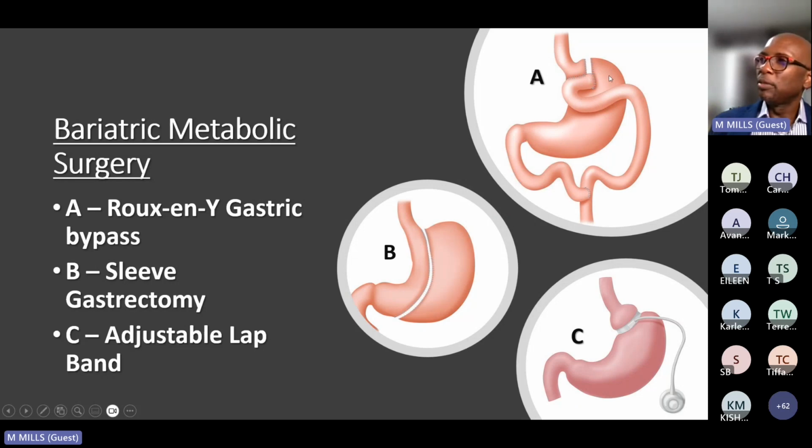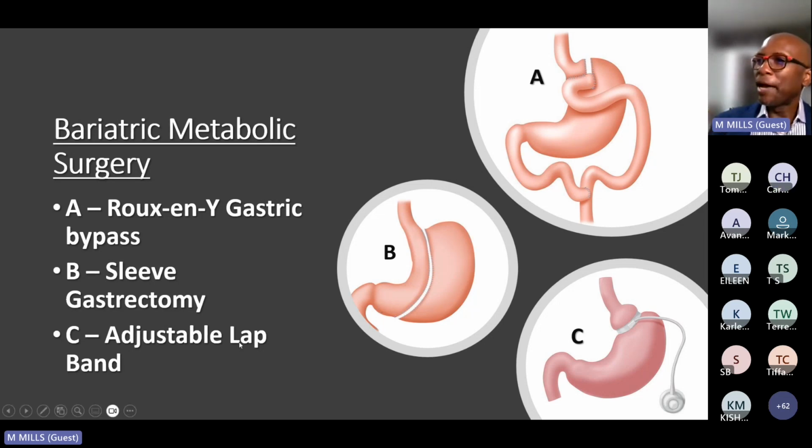So that's one way. The second way is by basically cutting off about 2/3 of the stomach. So you're doing a sleeve gastrectomy. So you're cutting off most of the stomach and you're left with just a little tiny sleeve of a stomach. So not as dramatic as the first one, but almost as effective because you now have just a tiny amount for food to enter when you swallow.